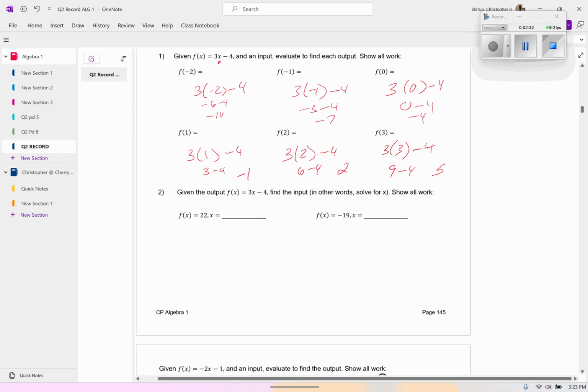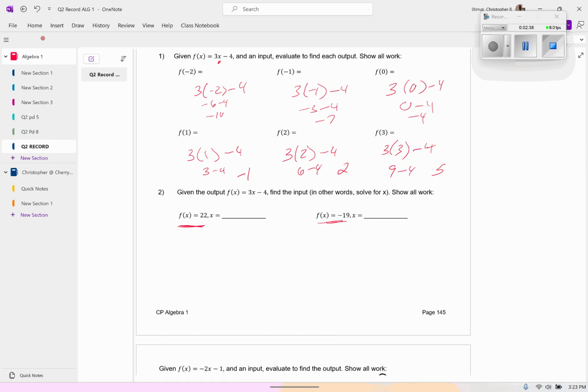All right, so now we change it a little bit. So now they tell us that f at x is equal to 22 or f at x is equal to negative 19. That's a little bit different. I'm not replacing the x this time. I'm replacing f at x. So I'm going to go 22 is equal to 3x minus 4. And I'm going to go negative 19 equals 3x minus 4.